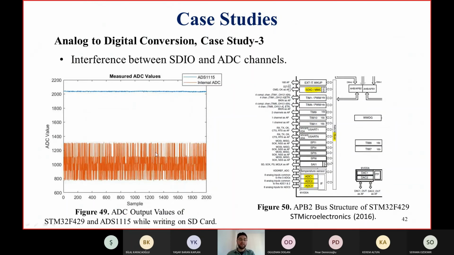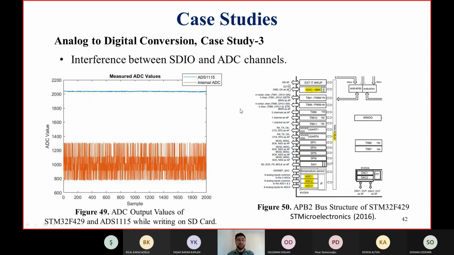This is the experiment with external and internal ADC. I supply a fixed analog signal and measure the analog signal during a high computational work, and I write some data on SD cards during the analog digital conversion. And as you see, the internal ADC of STM32 has great offset and lots of noise. On the other hand, the ADS 1115 has quite good values.